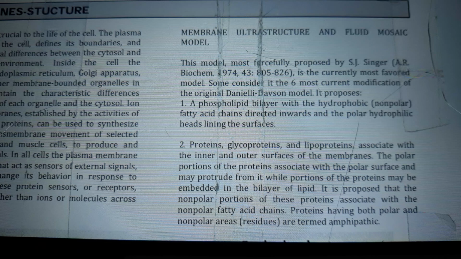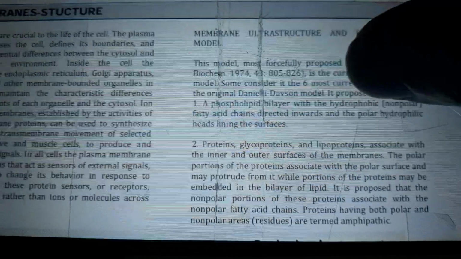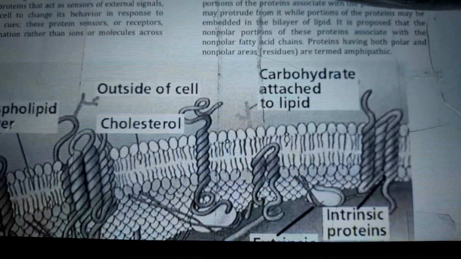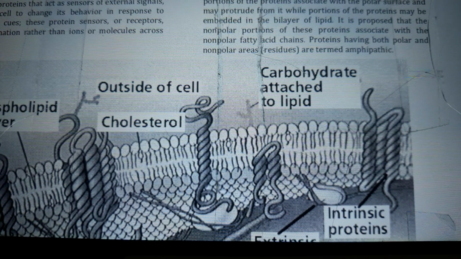This model, most forcefully proposed by S. J. Singer and Nicolson in 1972, is the currently most favored model. Some consider it the most current modification of the original Davson-Danielli model. It proposes a phospholipid bilayer with the hydrophobic non-polar fatty acid chains directed inwards and the polar hydrophilic heads lining the surfaces. Two would be proteins, glycoproteins, and lipoproteins associated with the inner and outer surfaces of the membrane.